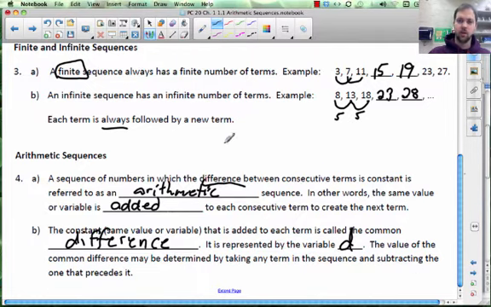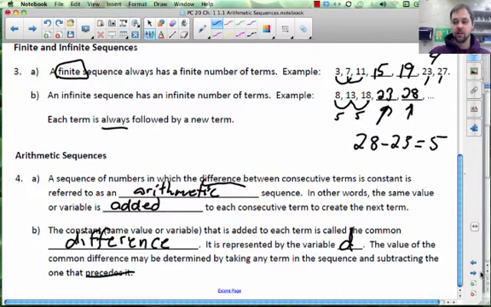So, if we wanted to find the common difference, we take any term in the sequence, subtract the one before it. So 28 minus 23, and we find the common difference is 5. Okay? 27 minus 23, common difference is 4. That will work for any term. So you take one, subtract the one just before it, and there's your difference.